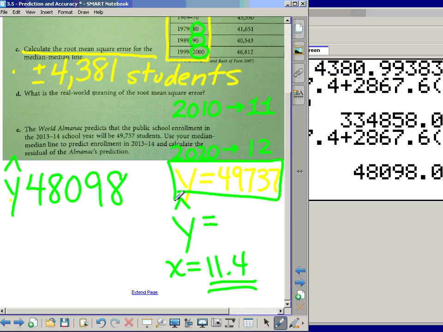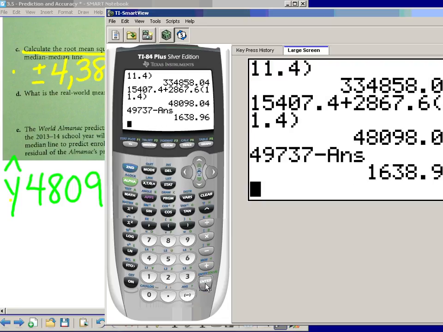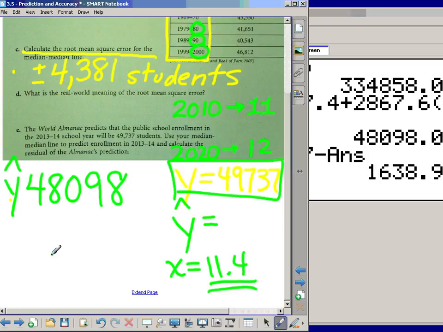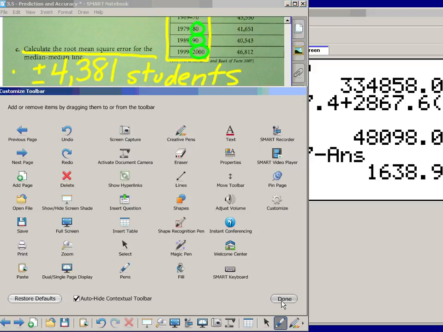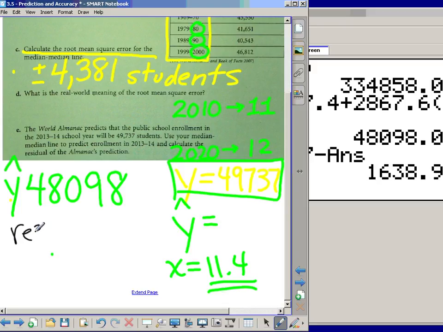49,737. So they want us to calculate the residual. So I need to do 49,737. That's my Y. 49,737 minus my previous answer, 48,098. So our data is off by approximately 1,639 students. So the residual, let me use a different pen there. The residual is 1,639 students.